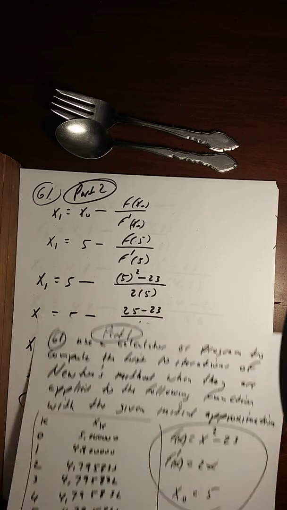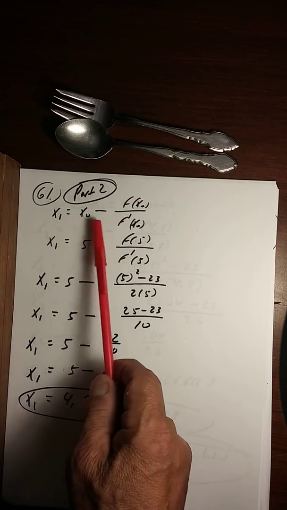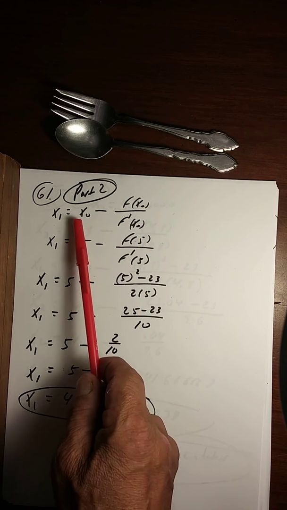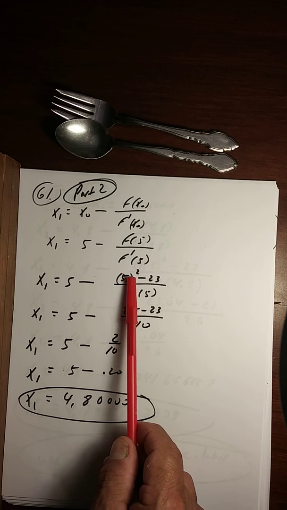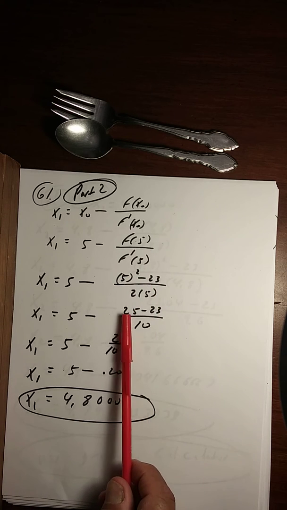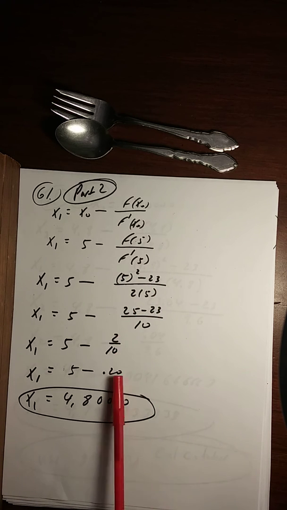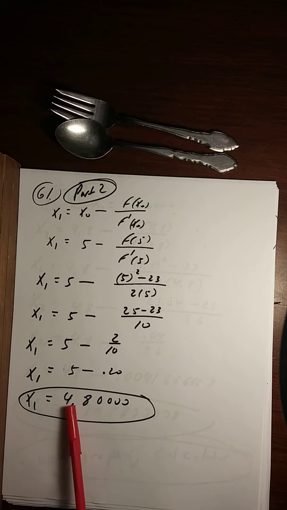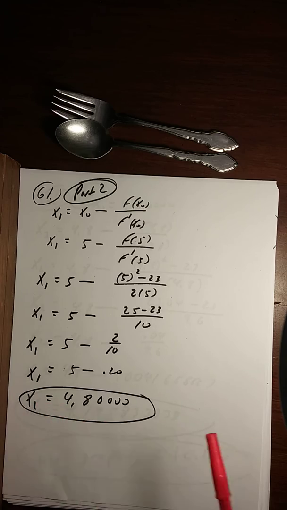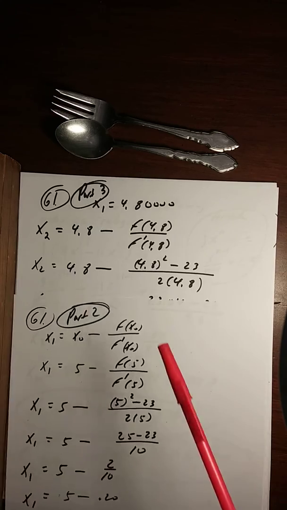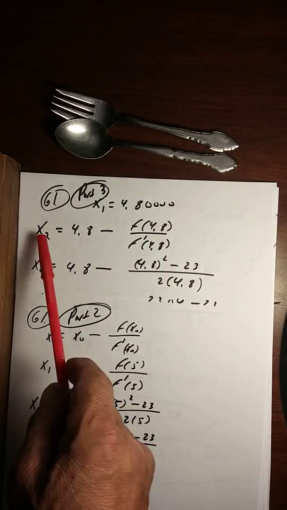Alright, so x1 is x0 minus f of x0 over f prime of x0. Well, that's going to be 5 minus f of 5 over f prime of 5, which is 5 squared minus 23 over 2 times 5. 25 minus 23 is 2 over 10, divide those two is 0.10. So 5 minus 0.10 is 4.9000. Got this number x1. So now we're going to use that number and put it in here.